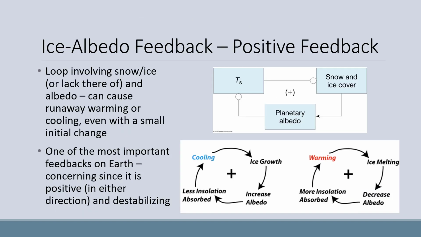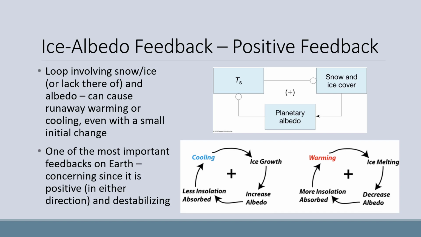Now for the real world. There is a very strong ice albedo feedback that is a positive feedback on Earth. This is a loop involving snow or ice cover, or lack thereof, and albedo, and it can cause runaway warming or cooling, even with a small initial change. Quite frankly, it is one of the most important feedbacks on Earth, which is concerning since it is positive in either direction and thus destabilizing.